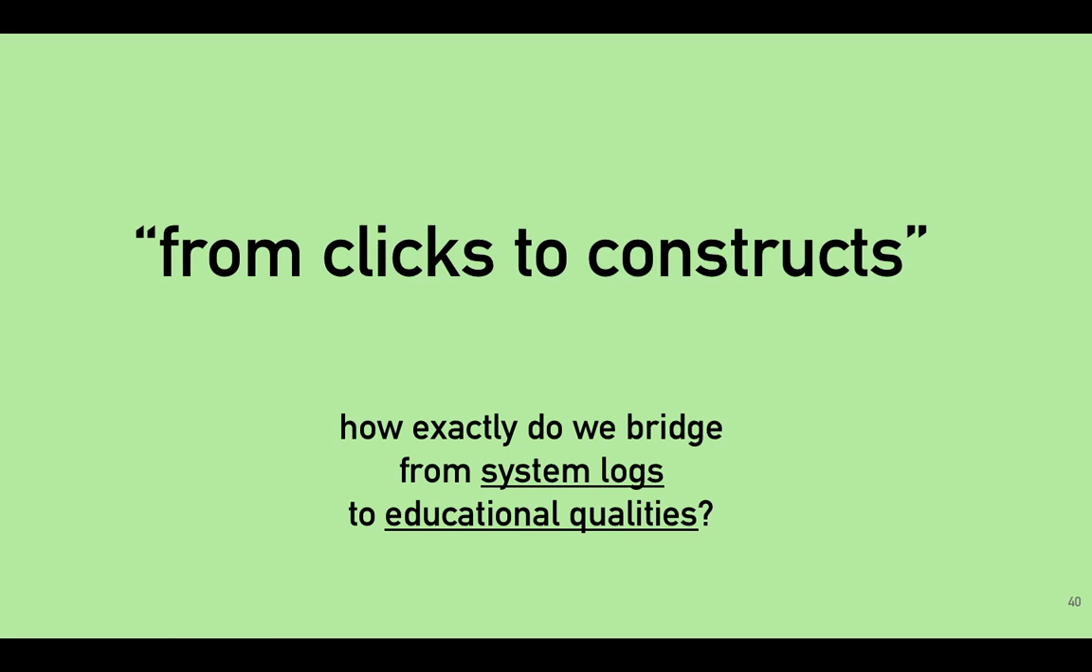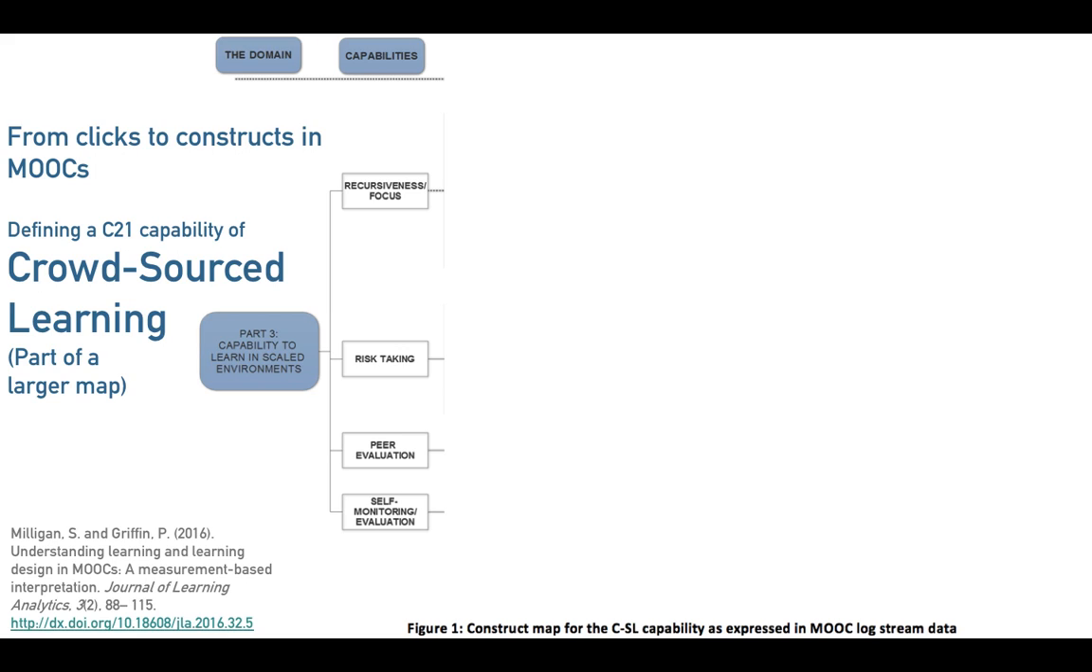I don't know if you've ever seen what you get out of a system log, but it's going to be basically a huge spreadsheet with lots of different events and timestamps of what students have done on a learning platform. How do we get from that to higher order competencies? So I'm just going to show you one example, just to spark some thoughts.